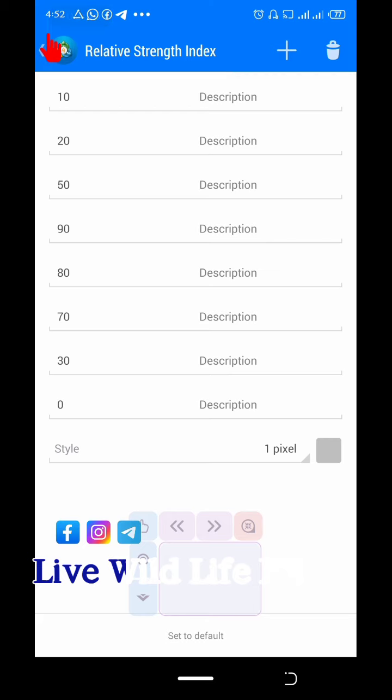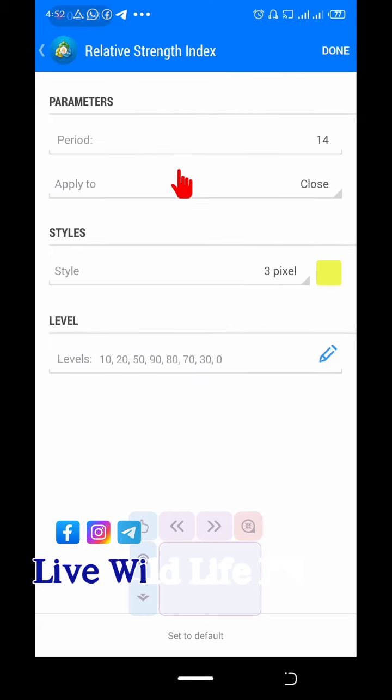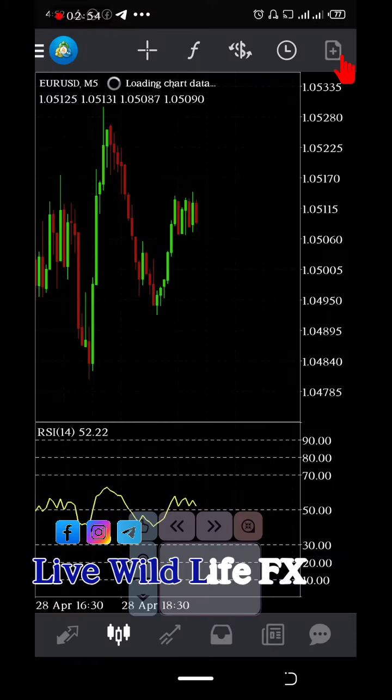Let's go back to our chart. When you have finished setting whatever you want to set, you come to this place and click on done. Automatically it will pop up down here. This is it. Now, how do we trade this?